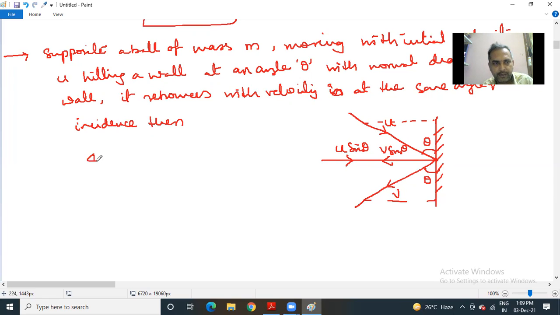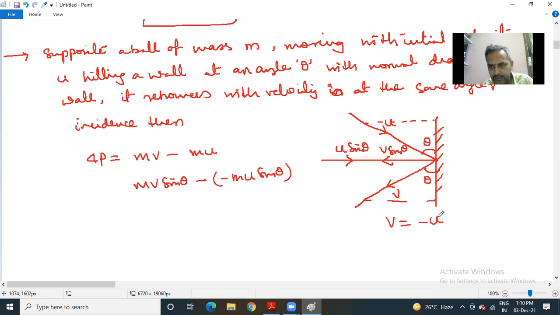Then the change in the momentum, delta P, is equal to mv minus mu. This is the basic formula. But v is termed as v sin theta, which is opposite to u sin theta. If u is equal to v in magnitude but opposite in direction, then you will get 2mv sin theta. There might be a numerical even on this.